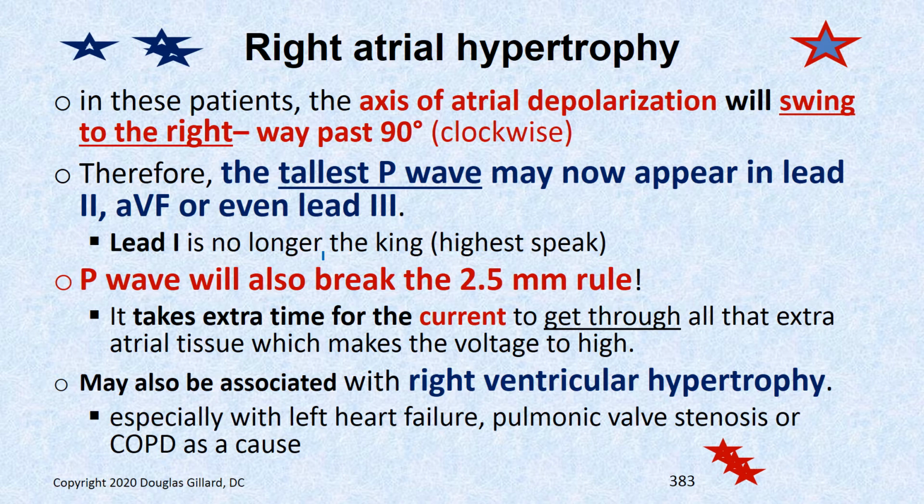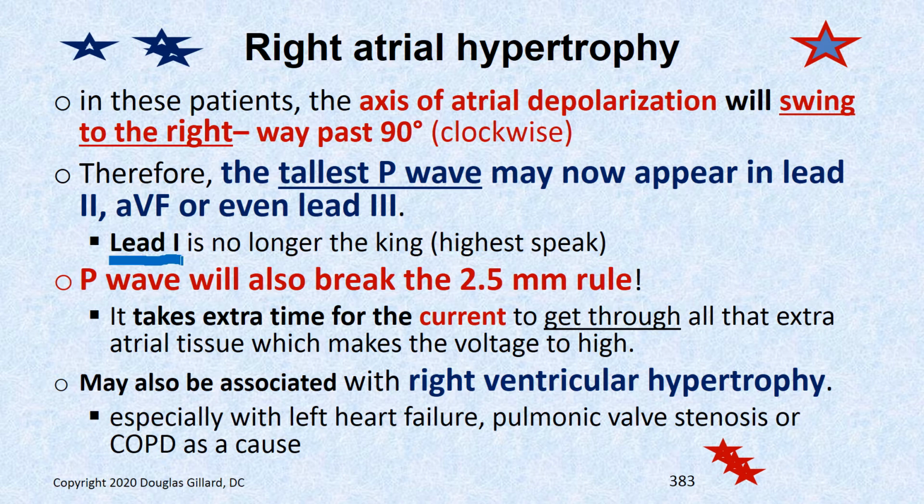So which way does the mean electrical axis for the ventricles swing in somebody with right ventricular hypertrophy? Also swings to the right. Therefore, the tallest P wave, remember we've talked before, usually appears in limb lead 2 or limb lead 1, but now it may appear in limb lead 2 or AVF or even limb lead 3. Limb lead 1 is usually the king. That's usually the best lead to look at to assess the P wave.